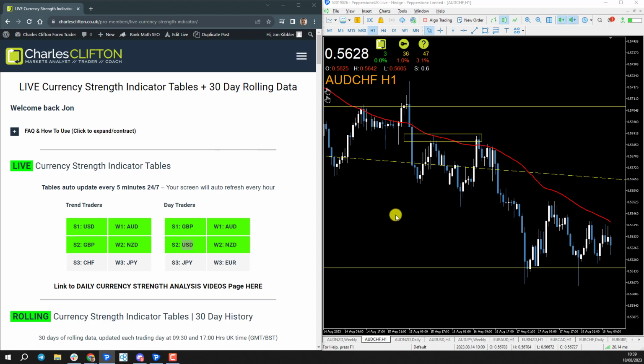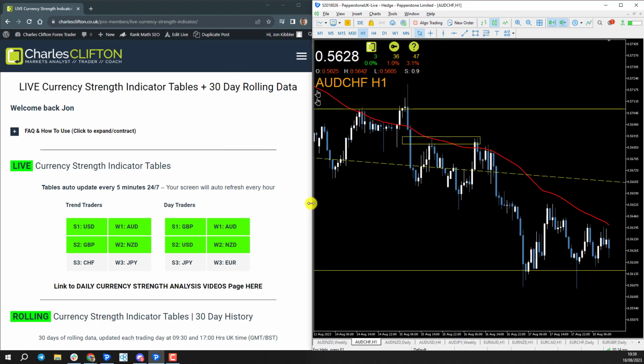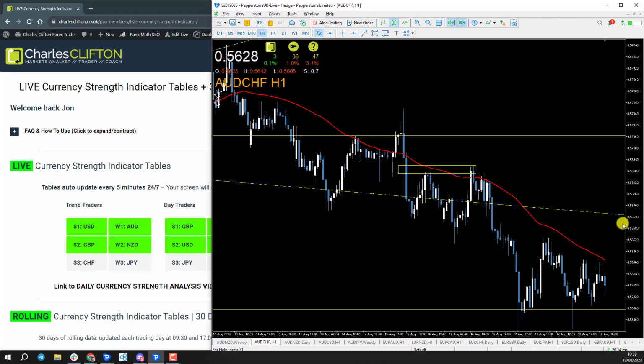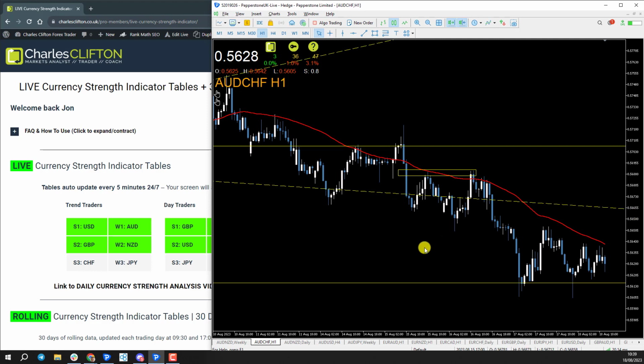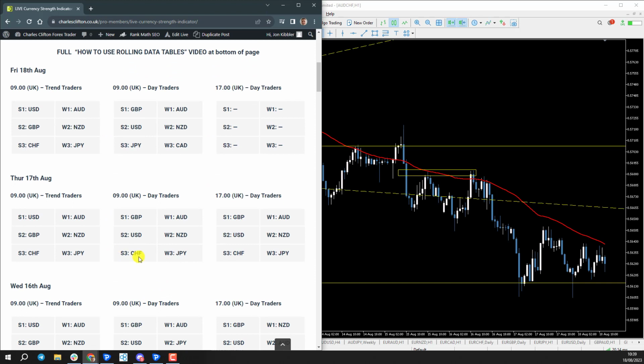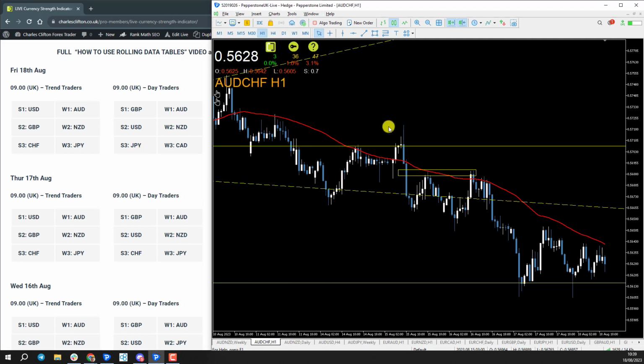So let's dive straight in. Let's have a little bit of a review of what we did this week. One of those trades that we did this week was Aussie Swiss, the Swiss franc, very much a bullish currency. That changed yesterday. So if you see here, S3 was the Swiss on Thursday. By the time Friday, today, has come around, the Swiss franc has left the tables as a strong currency. So yeah, Aussie Swiss definitely had a good move to the downside.